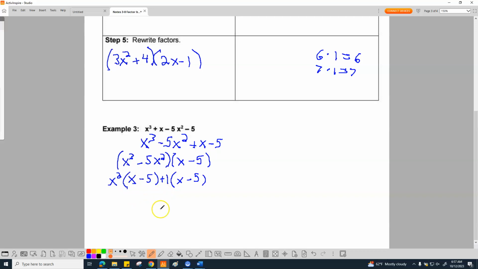We have common terms. We have an x minus 5, and we have an x minus 5. So now we get to basically pull that out. So we're going to pull that out, and that gives us x minus 5 in parentheses, and then that leaves us with x squared plus 1.